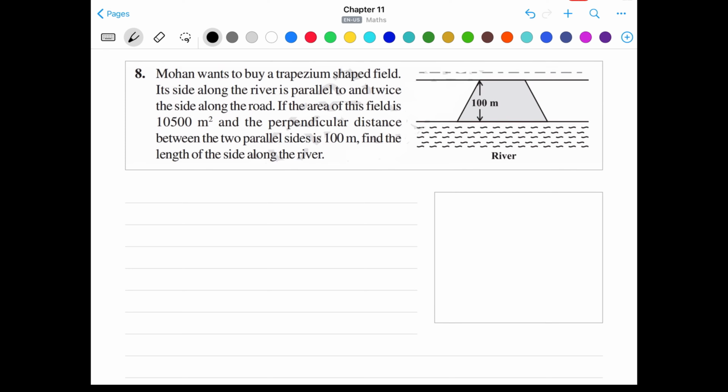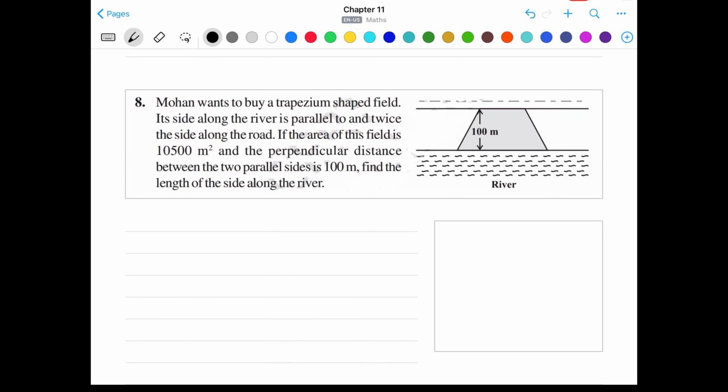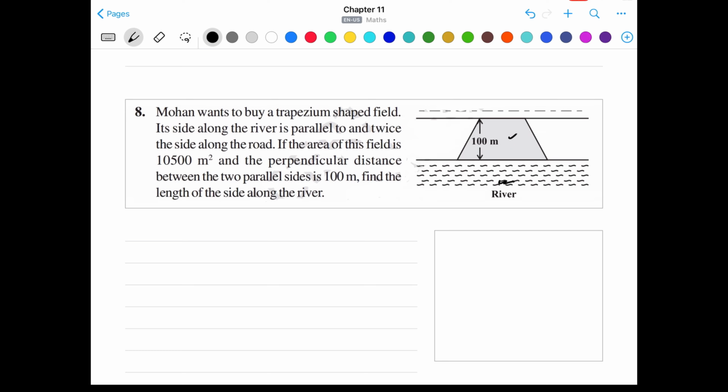Now moving to the next question: Mohan wants to buy a trapezium shaped field. Its side along the river is parallel to and twice the side along the road. So Mohan wants to buy a trapezium shaped field, which is this one. Its side along the river is here. The side along the river is parallel to and twice the length of the side along the road. So suppose the length of this side is x, then the length of this side will be 2x.